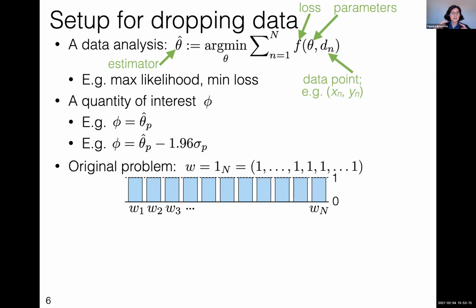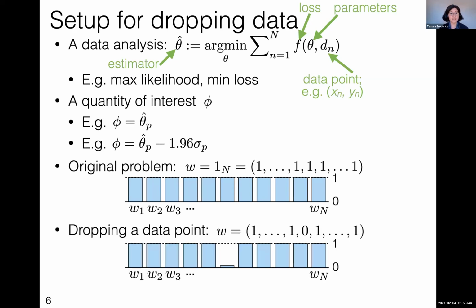Okay, so now let's talk about a framework where we can use the same notation to talk about our original analysis and dropping data subsets. In particular, we're going to imagine that we give every data point a weight. So data point 1 gets weight W1, data point 2 gets weight W2, and we collect all of these weights in a vector, let's call it W. And in my original analysis, every data point gets a weight of size 1. We can call that the all ones vector, or 1 sub n.